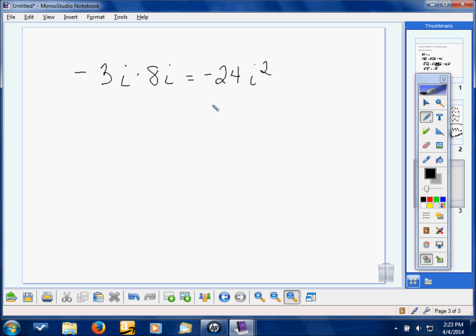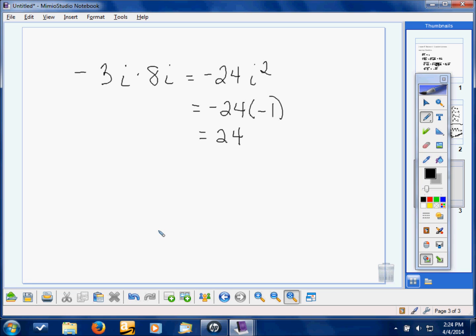So how much is i squared? Look at your chart. Negative 1. So negative 24 times negative 1, and it's 24. It's a very strange way of writing 24, but that's all it is. Just write 24. So you go through the simplification process.